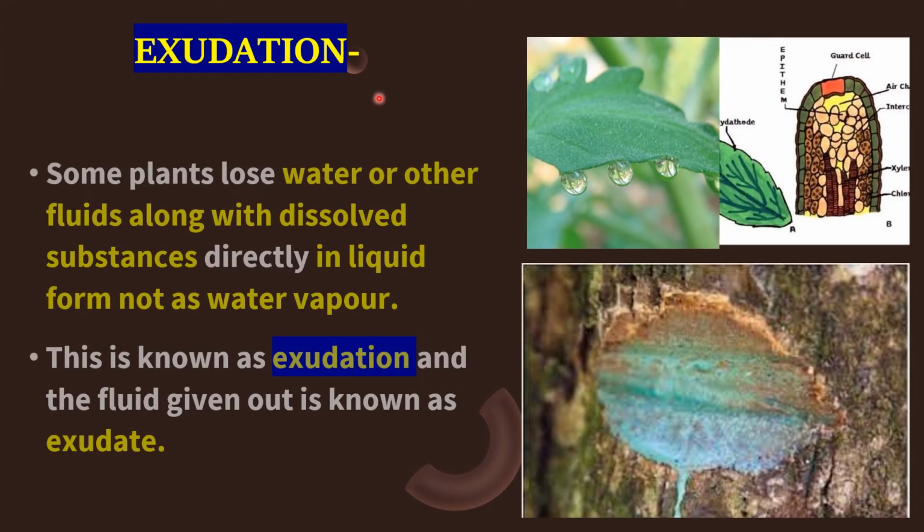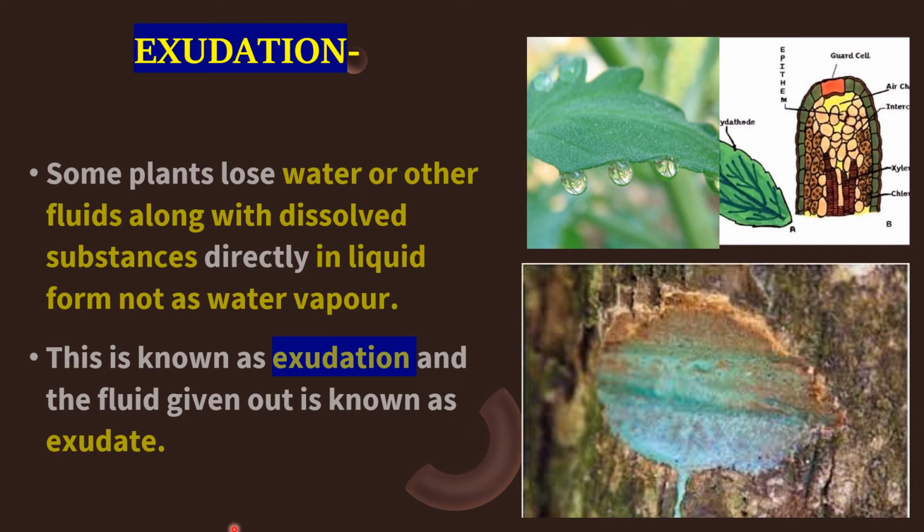The next topic is exudation. What is exudation? Some plants lose water or other fluids along with dissolved substances directly in liquid form. Very important. Directly in liquid form, not as water vapor. That process is known as exudation. The fluid given out is known as exudate. Remember, these exudates are always in liquid form, not as water vapor. This point you have to remember.